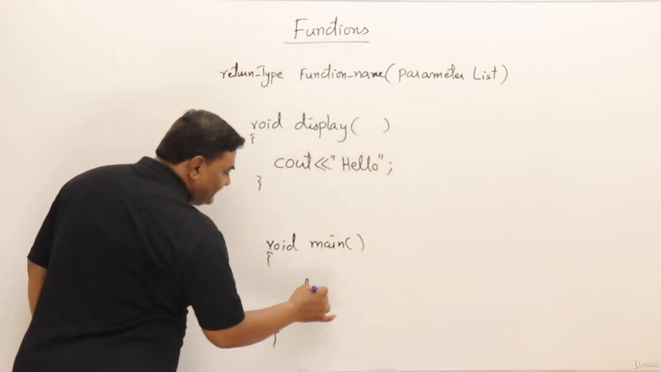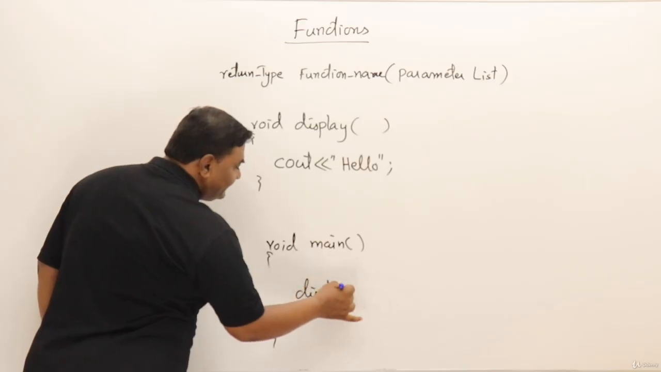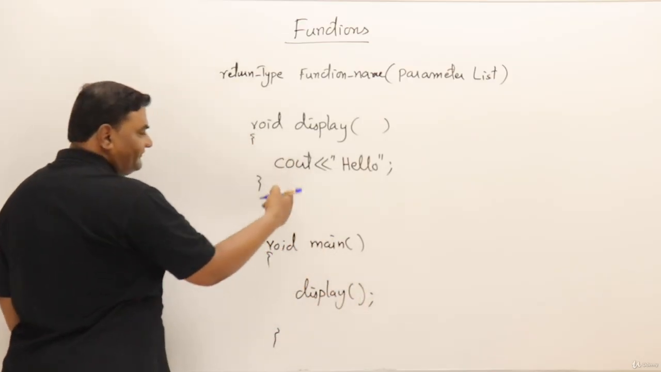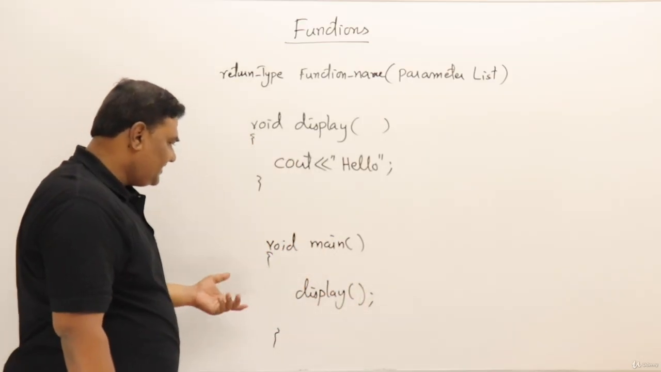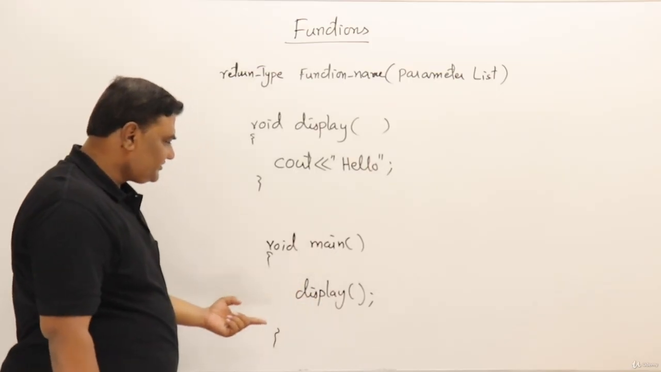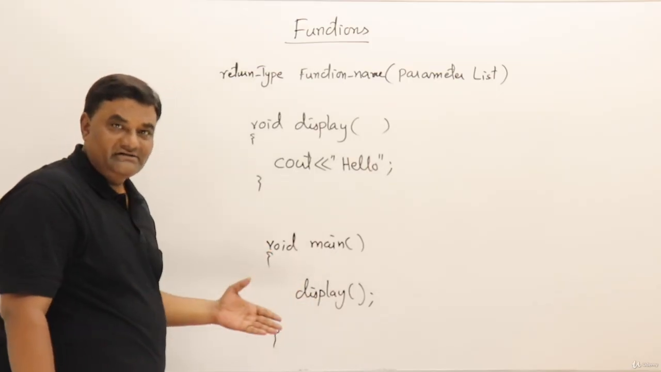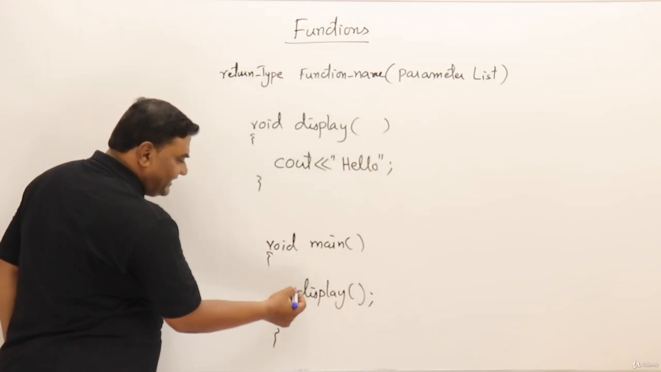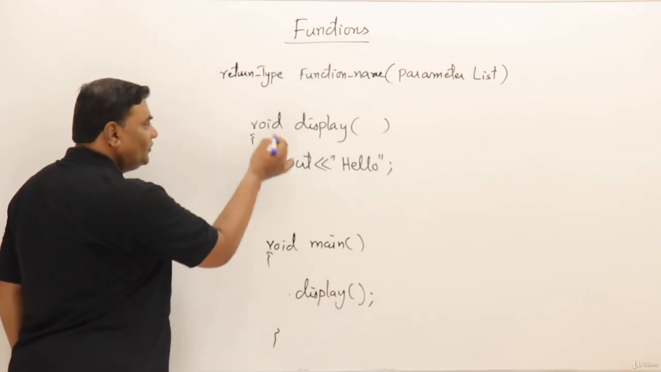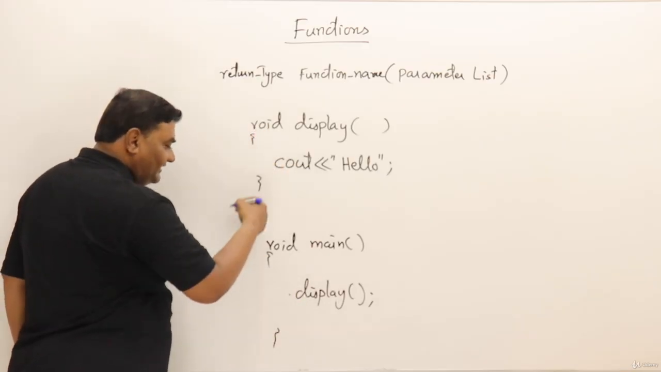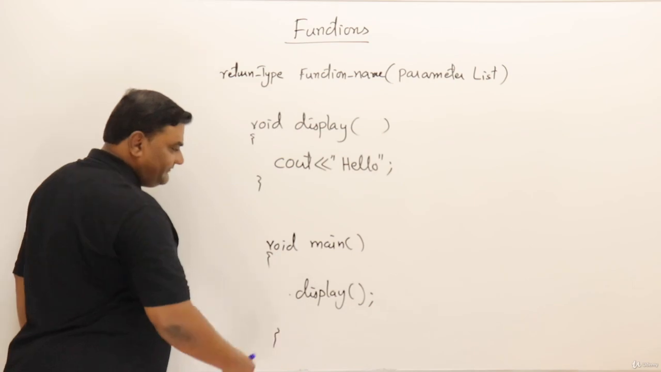Now from here, this is the way we call a function, display. So the function will be called. Inside the main function, I am not doing anything, just calling the display function. Let us see how it runs. When the main function starts, it will come to this line, so it will go here and execute this, return back, and continue the main function.